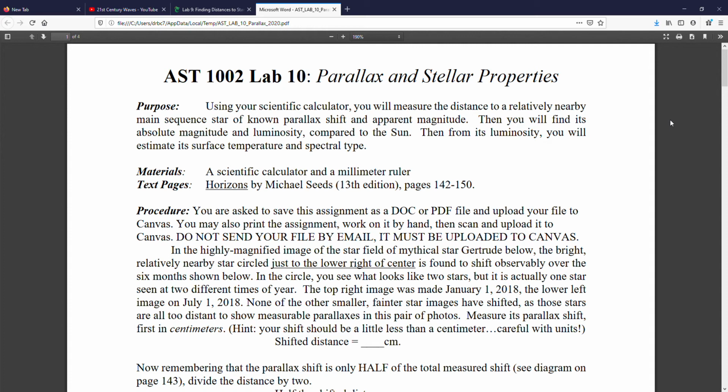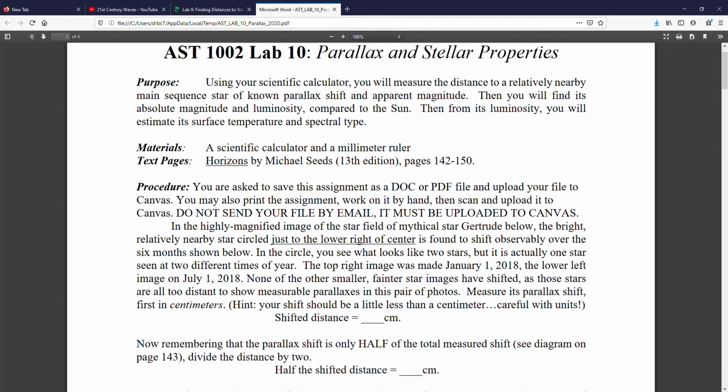Now, parallax is a geometric technique that's used to give extremely accurate distances to stars. We're going to do a few things associated with that. You're going to be given the parallax shift and the apparent magnitude. I'll show you how that works in 2 seconds. Then you're going to find the absolute magnitude, the luminosity compared to the sun, and then you'll do a couple of other things. First thing you want to do, of course, is read page 142 to 150 to give you some background in how parallax actually works.